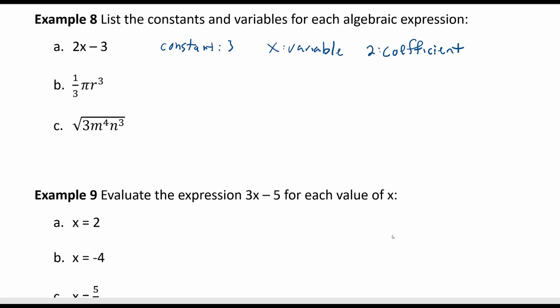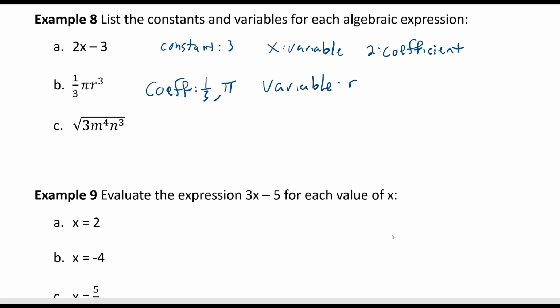For the next one, the constant, I should say I'll call them coefficients. They're going to be 1/3 and pi. And then the variable would be r. The 3 there is a power.